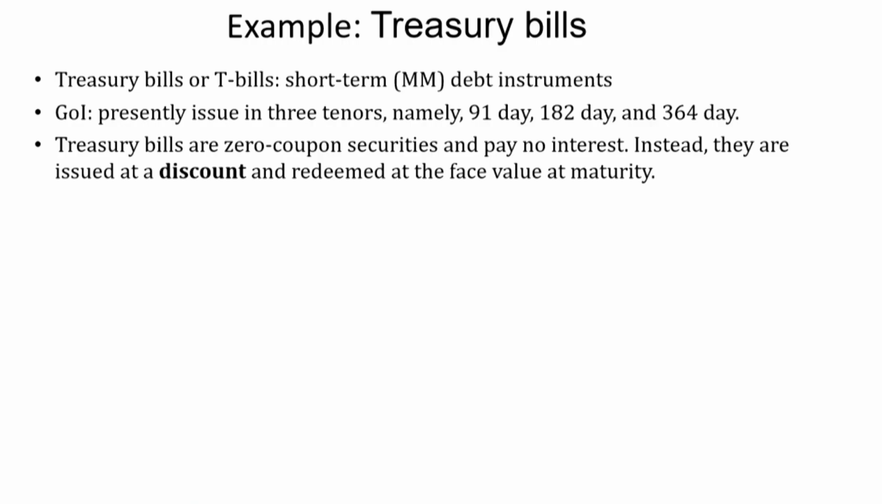An example of this one is the treasury bills issued by Government of India. This is a short-term debt instrument. I have mentioned here money market instruments. Presently Government of India issues 3 tenors of treasury bill, one for 91 days, 182 days and 364 days, less than 1 year. So treasury bills are zero coupon securities and pay no interest. Instead, they are issued at a discount and redeemed at the face value at maturity.